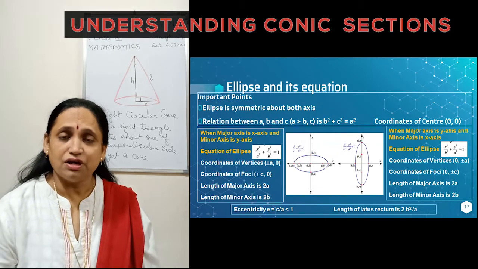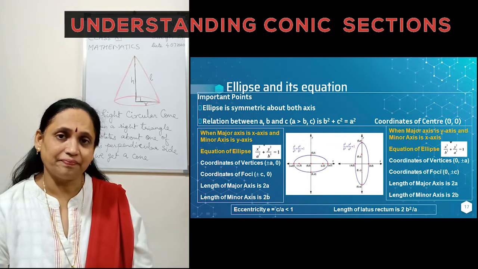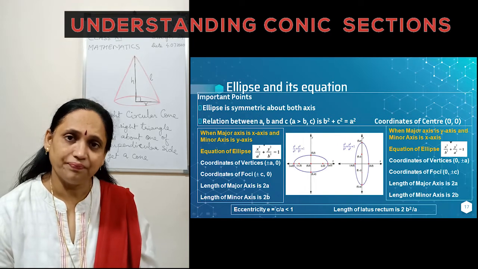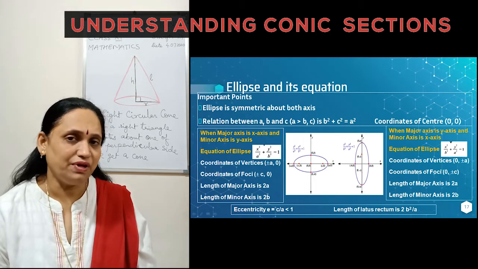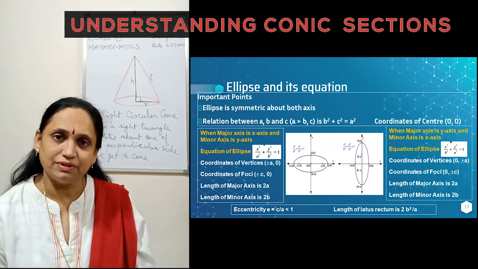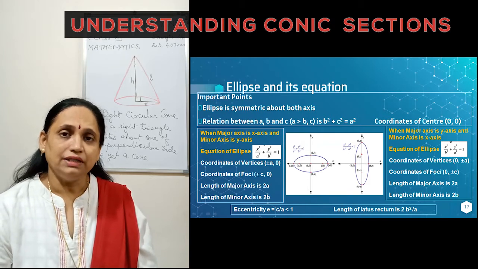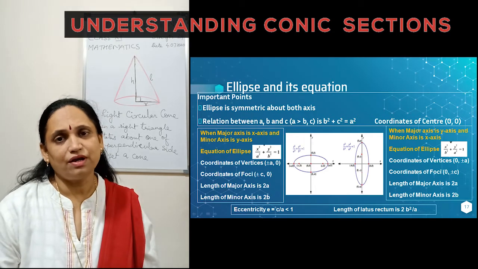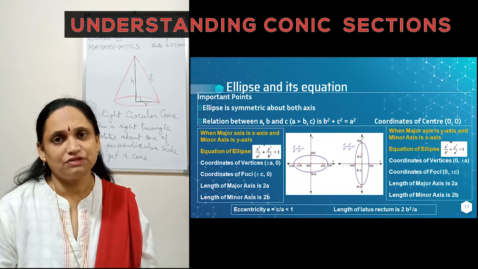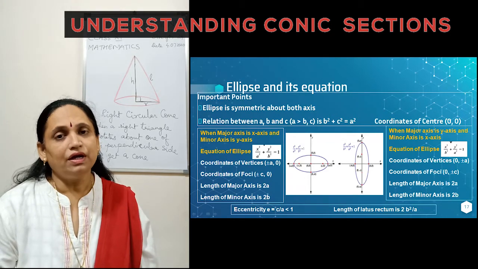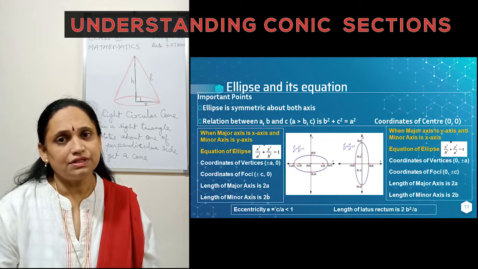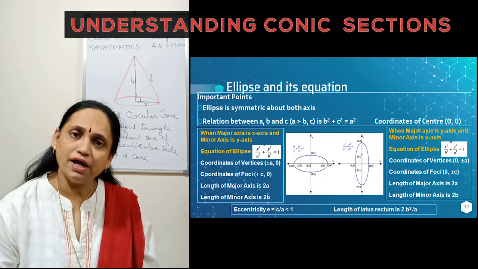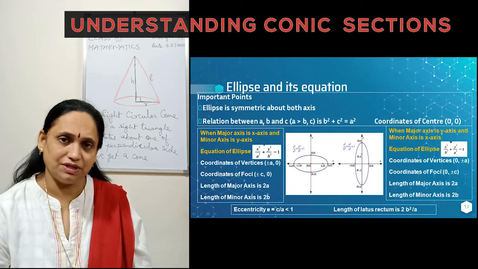Ellipse is symmetric about both the x and y axis. The coordinates of the center of the ellipse is (0, 0). The relationship between a, b and c is a square equals b square plus c square. Then the equation of an ellipse when the x-axis is the major axis is x square upon a square plus y square upon b square is equal to 1. And the coordinates of the vertices in this case are (plus or minus a, 0). The coordinates of the foci in this case are (plus or minus c, 0).